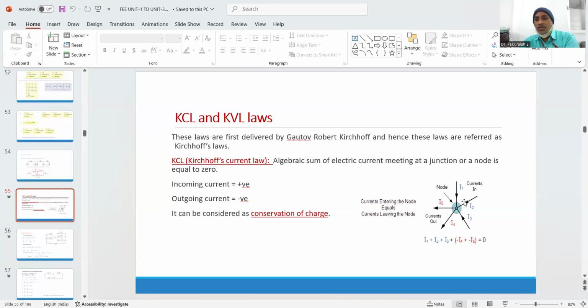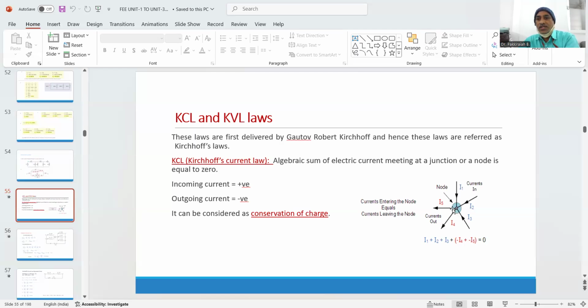Here some n number of currents are meeting at a junction. Some are entering into the junction and some are moving out from the junction. Based on the notation, you can observe here, I1, I2, I3 are entering, and I4 and I5 are moving out.